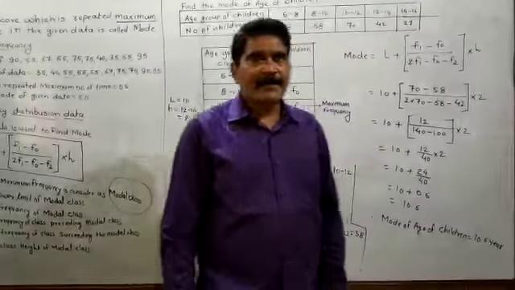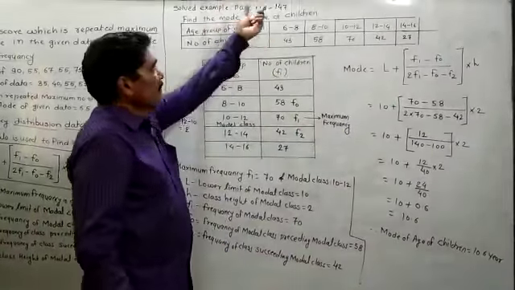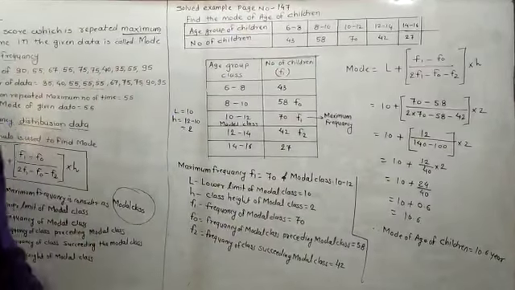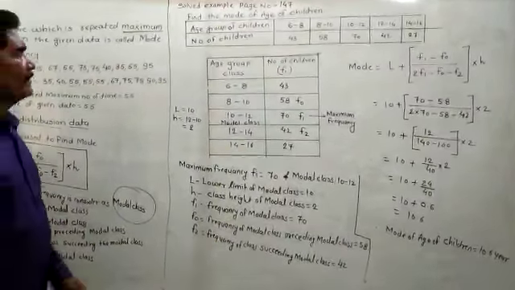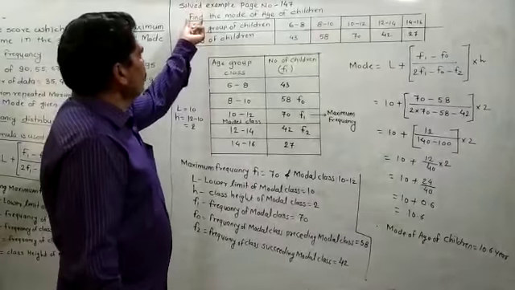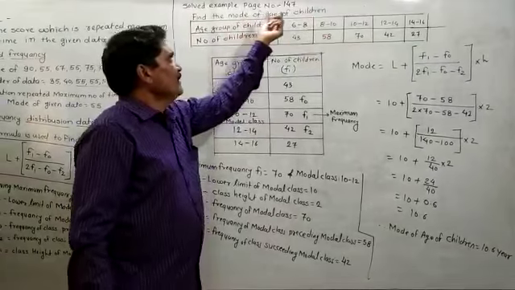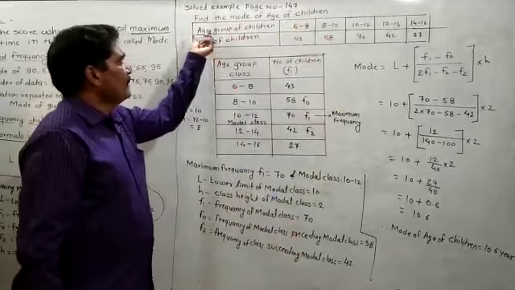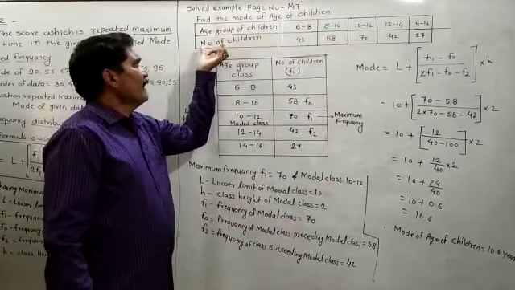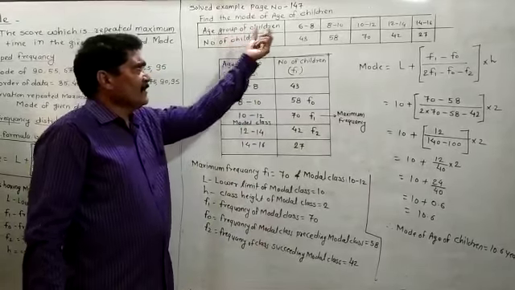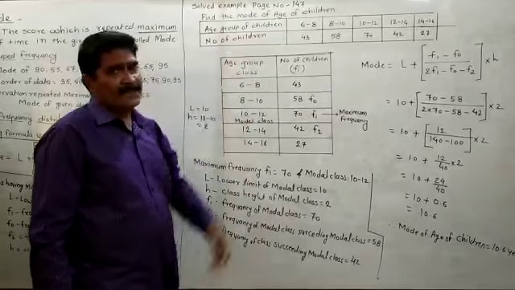You have to start with the solved example, page number 147. The example of the group frequency distribution table. The example is like this: find the mode of the age of the children. The age groups of the children are given, and the number of children are given.